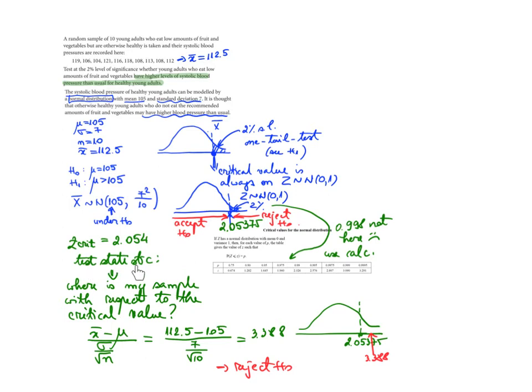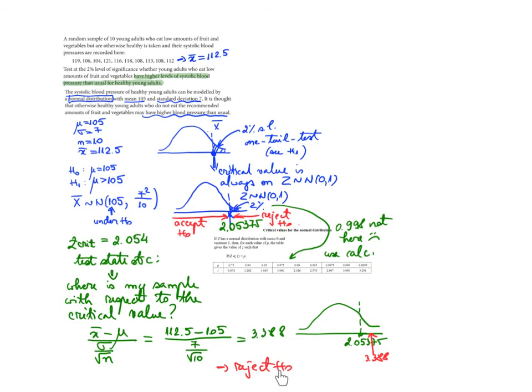That's what I test against. That's how the standardized and the parent population are related. And my test statistic is 3.388. And you see it's in this region, in the rejection region. It's way far from the mean here.